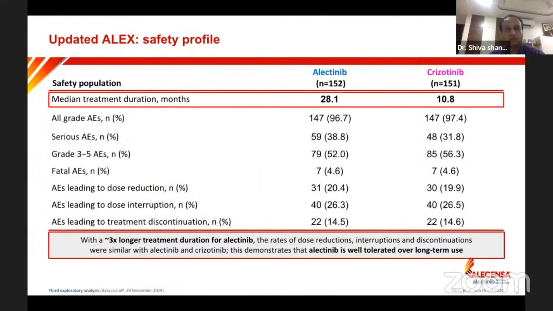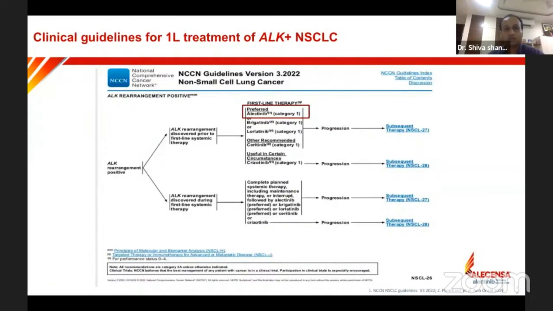So the updated safety profile is almost comparable with crizotinib. The few things of concern with alectinib are probably rising CPK levels or transaminitis. Usually with dose interruptions, they can be easily managed. And apart from that, a very important thing when we compare alectinib versus ceritinib, which is most commonly used, is the drug interactions. Alectinib has very minimal drug interactions compared to ceritinib. So even clinical guidelines do suggest alectinib or lorlatinib as the preferred category 1 recommendations.